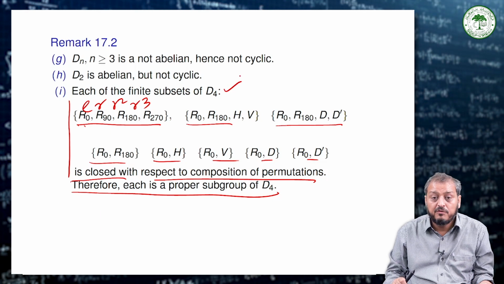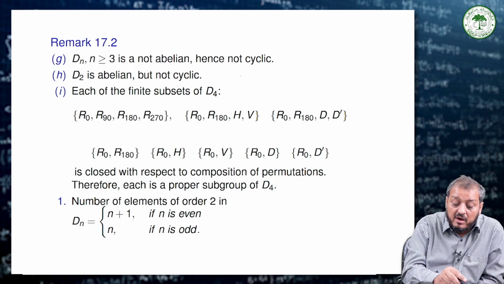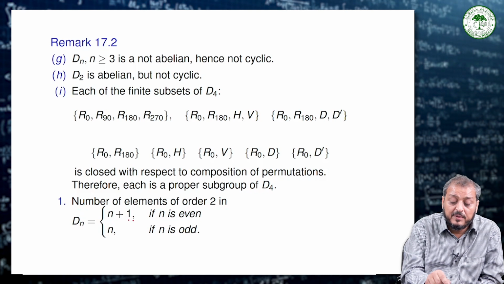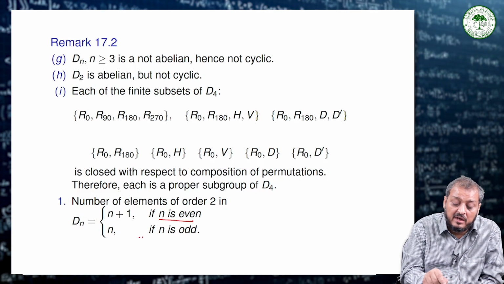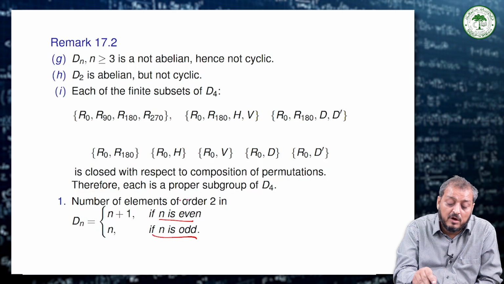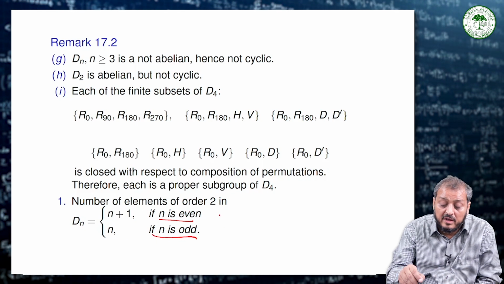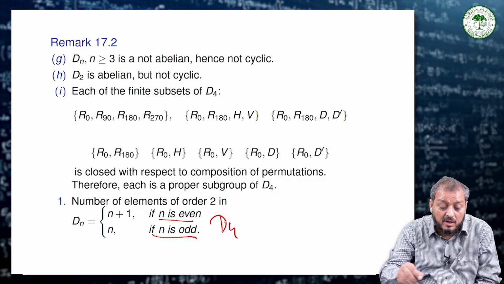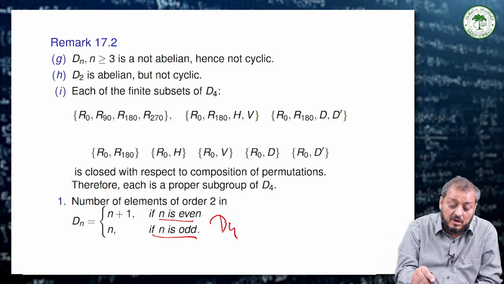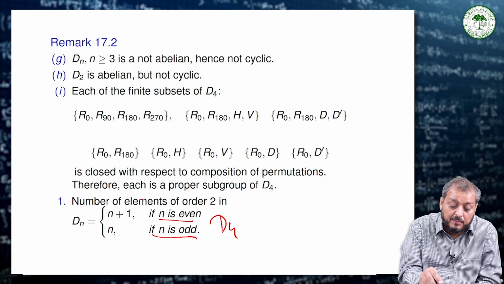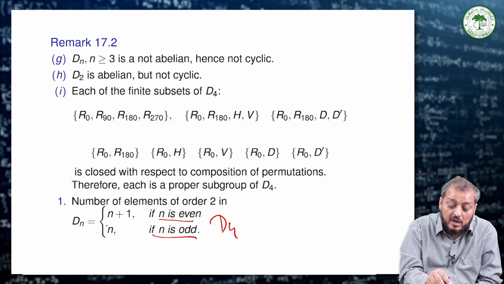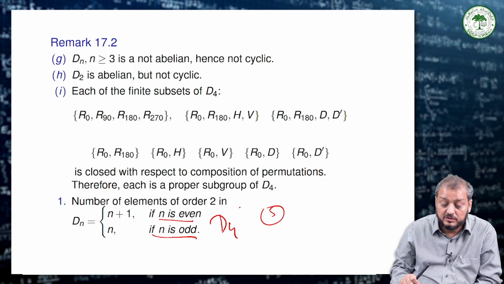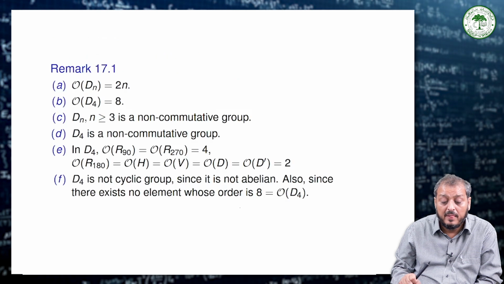So these are the proper subgroups of this dihedral group D4. Also, the number of elements of order 2 in Dn is n plus 1 if n is even and n if n is odd. So if you have D4, the number of elements of order 2, since n is even, is 4 plus 1, which is equal to 5.